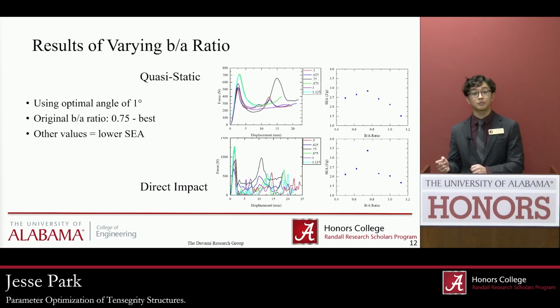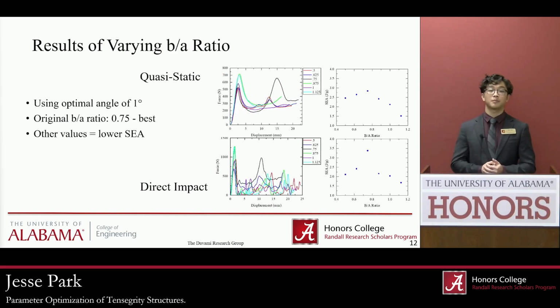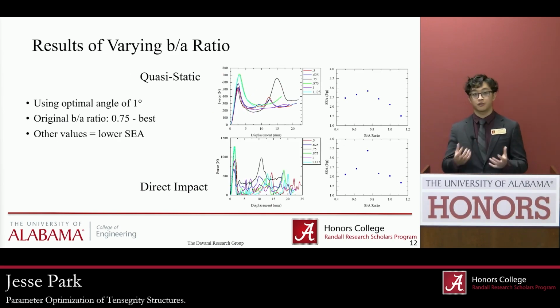Now, using this optimal angle of 1 degree, we sought to optimize the B to A ratio, which, as I remind you again, is the diameter of the circumferences that circumscribe the triangular faces. Using that optimal angle, we tested other ratios and found that the original ratio of 0.75 was optimal, which matches all the previous literature studies that also used this ratio, and which our studies also confirm with energy absorption.